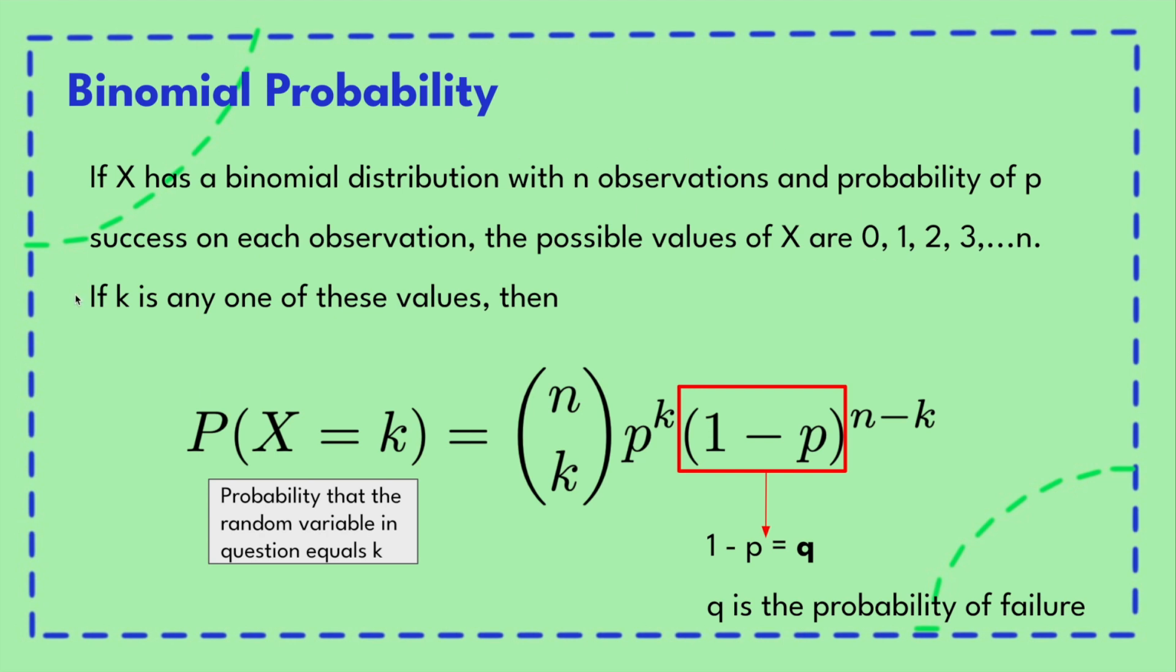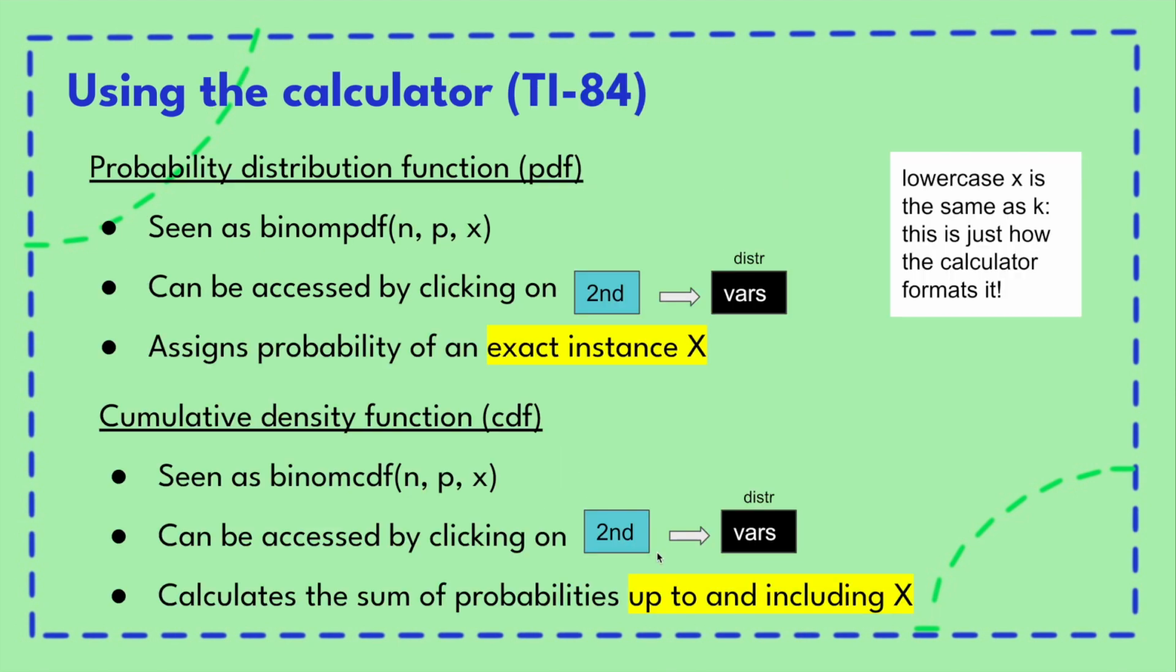And if k, which is going to be our specific instance, is any one of these values, then now we have this formula. I want to just reiterate that k basically means our specific instance, which in the rolling a die example would be rolling a 6. So rolling a 6 would be k. That is what we are checking the probability of. And over here, I just want to highlight something important, that 1 minus p is equal to q, which in statistics is denoted as the probability of failure.